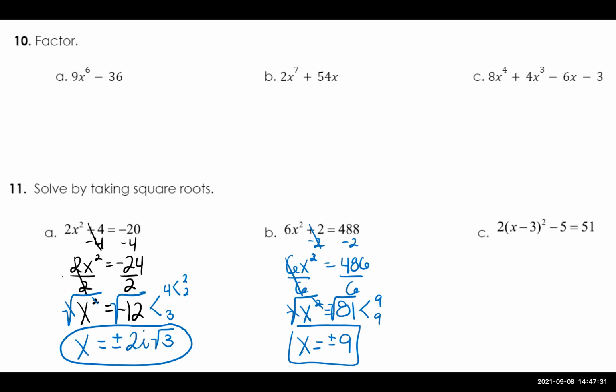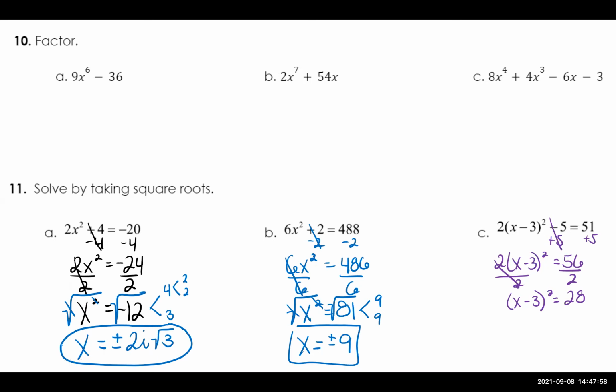Keeping with the A and the B, we have something being raised to the power of 2, so I want to move things away from that. I'm going to start by adding 5 to both sides. There we go, this problem just got a lot easier. 51 plus 5 is 56. Then I want to divide both sides by 2, and we get 28.